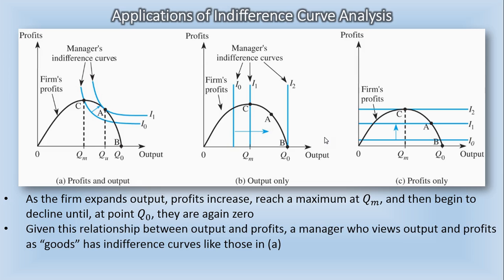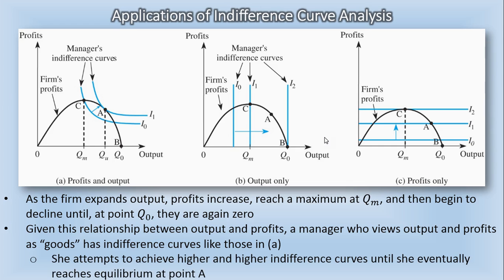So given this relation between output and profits, a manager who views output and profits as goods will have indifference curves like we've been talking about in this course so far, with that rounded edge representing convex preferences, a diminishing marginal rate of substitution between output and profits. She attempts to achieve a higher indifference curve until she eventually reaches the equilibrium at point A. So her optimal point of production will be here.